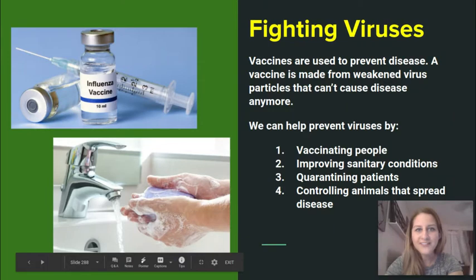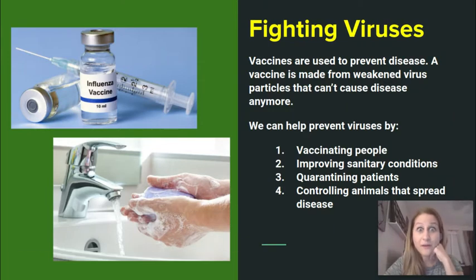So how do we fight this? You guys have talked a lot about this lately. Number 1 way would be vaccine. So a vaccine is made from weakened virus particles that can't cause disease anymore. If you ever have gotten a flu shot before, a flu shot is a vaccine for the influenza virus.